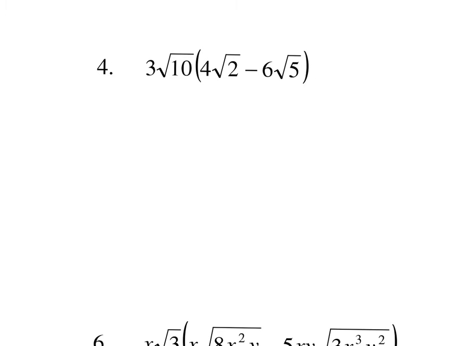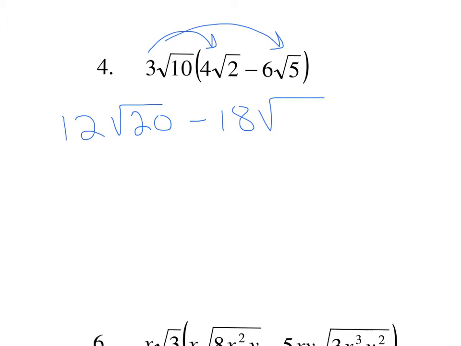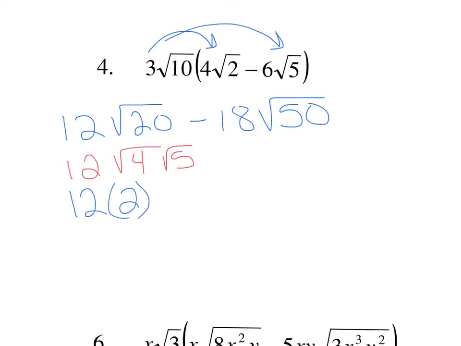On number 4, distributive property. Coefficients, 3 times 4. Radicands, 10 times 2. And the next term, coefficients, 3 times negative 6. And radicand, 10 times 5. And now simplify. So the 20 is 4 times 5. This is the perfect and the extra. We know the square root of 4 is 2. That 2 gets multiplied times 12 to make 24, and the square root of 5 comes down.